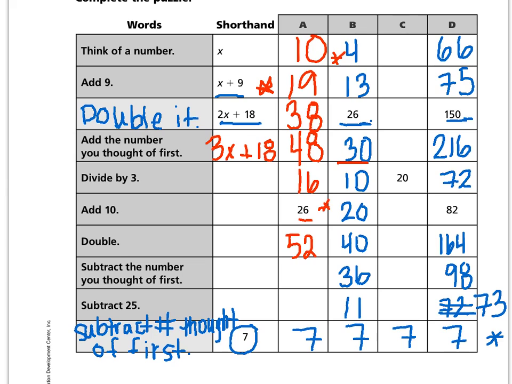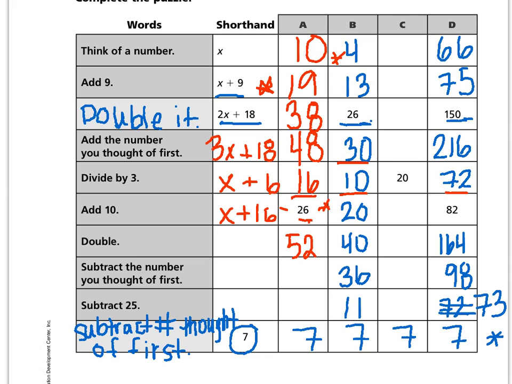Let's go ahead and work on our shorthand again in order to get divide by 3. But I can see that I have 16, which would be 6 more than 10, and I have 10, which is 6 more than 4, and I have 72, which is 6 more than 66. So I know that it's going to be x, my original number, plus 6. Okay, the next one I have 26, which would be 16 more than x. I have 20, which is 16 more than x, and I have 82, which is 16 more than x. So it would be x plus 16.